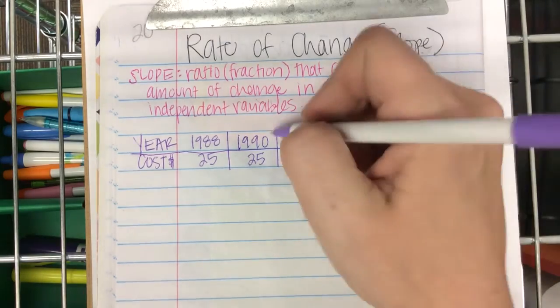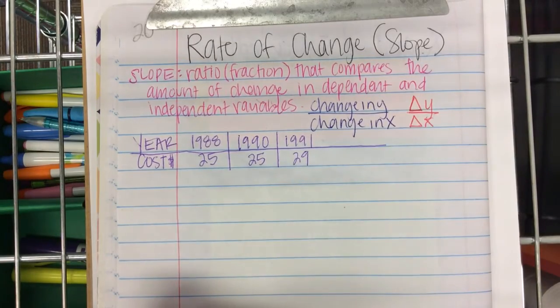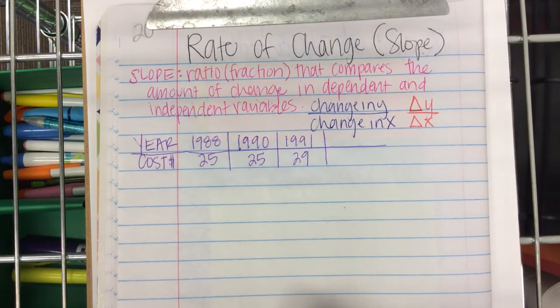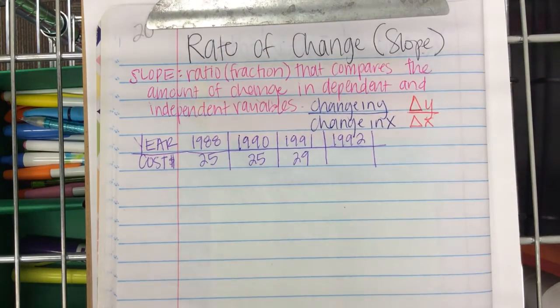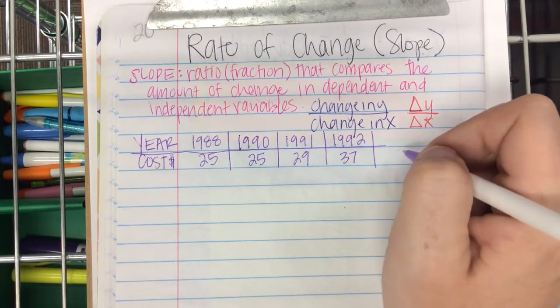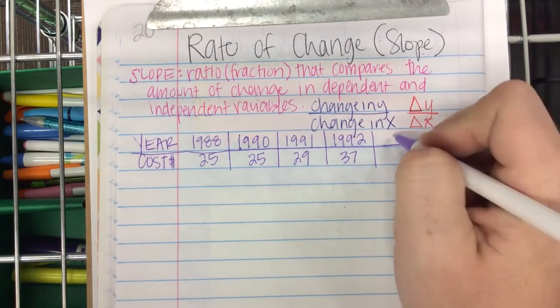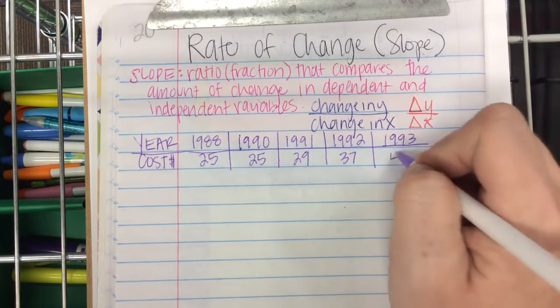From 1990 to 1991, it was 29. 1992 went to 37. And in 1993 to 41.